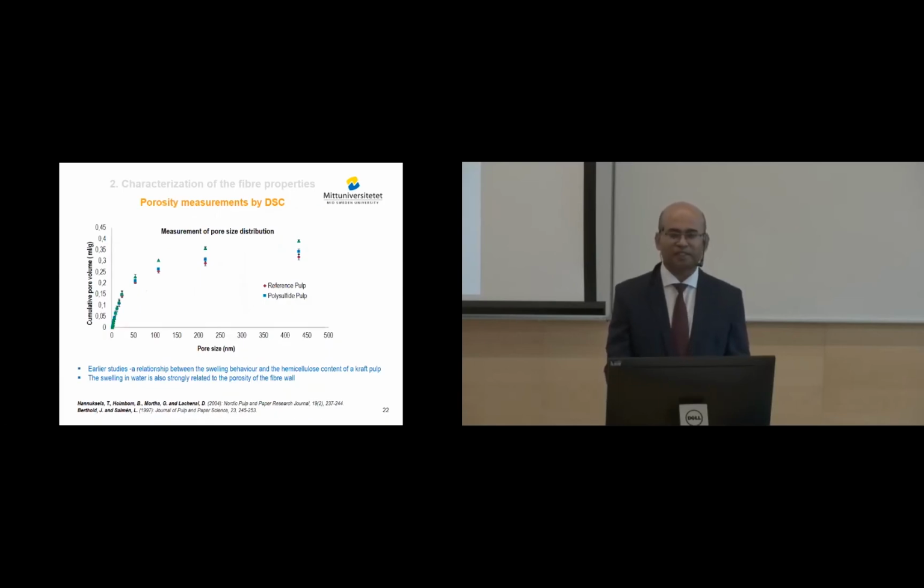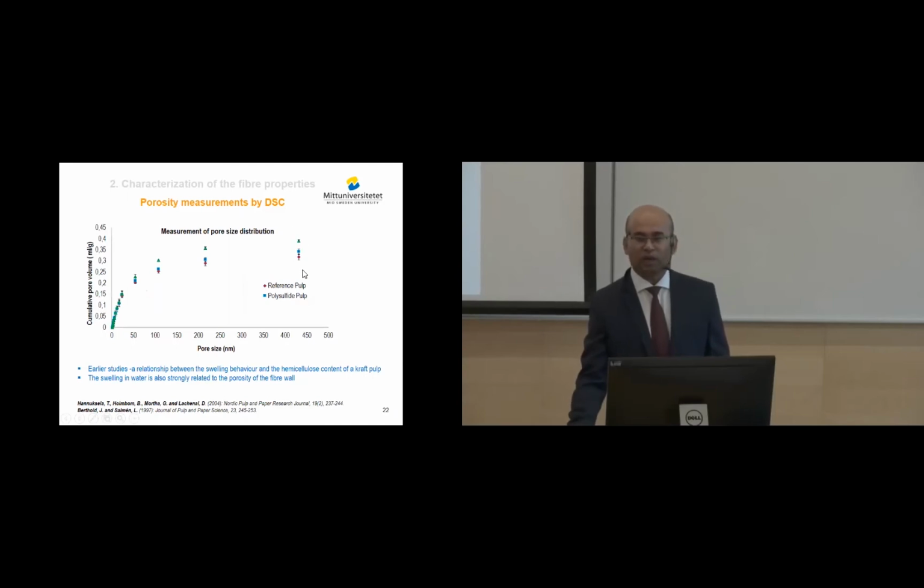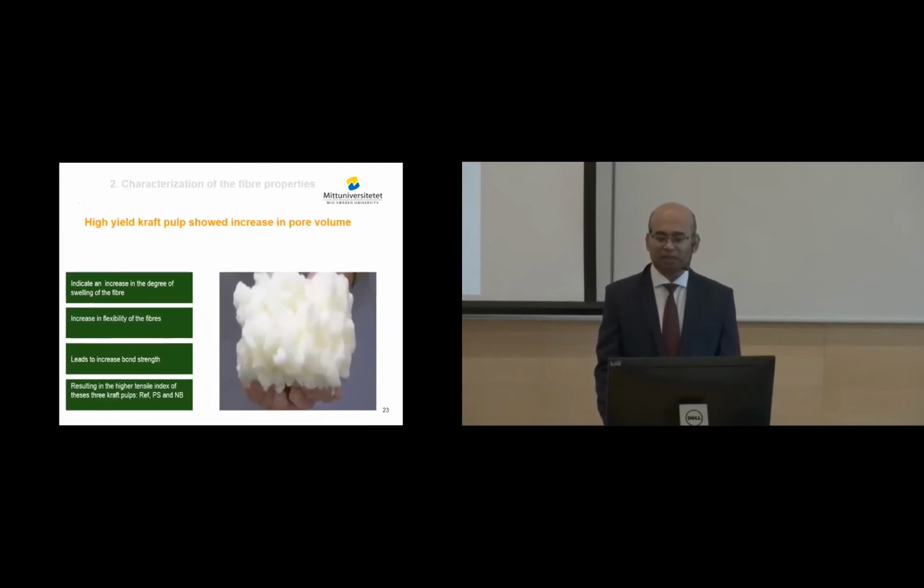Then we need to check the porosity that we measured. Earlier studies show that there is a relationship between swelling behavior and hemicellulose content in kraft pulp, and the swelling in water is strongly related to the porosity of the fiber wall. So that happened in our case. If you look at this, sodium borohydride has a higher pore volume compared with polysulfide and the reference pulp. So can we say, after all this work, that it indicates an increased degree of swelling of the fibers in our high yield pulps, for example high cellulose, sodium borohydride and polysulfide, which increases the flexibility of the fibers and leads to increased bond strength. That's why you get the resulting higher tensile index for these pulps, especially sodium borohydride and polysulfide, compared with the reference.